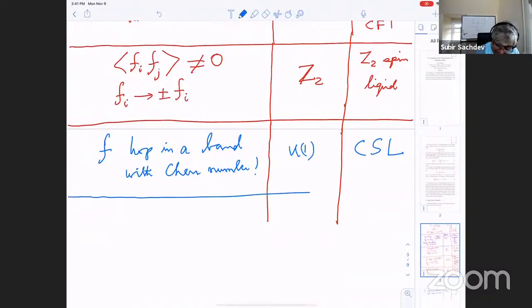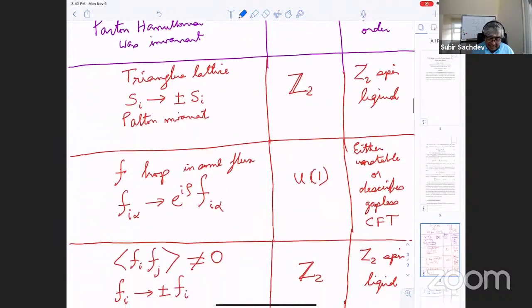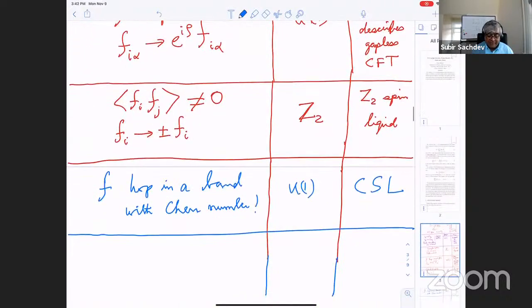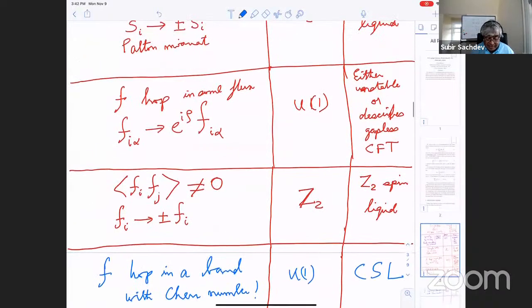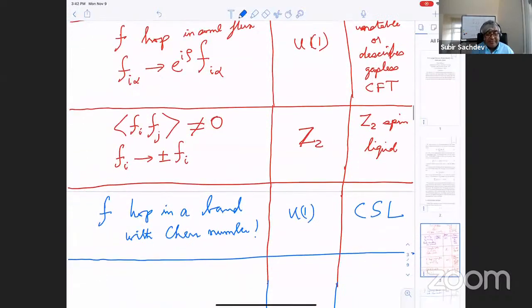And the most interesting case, or the most difficult one, comes about when you take all of this and combine them. So what we have learned here is that there are two ways of getting a stable gapped spin liquid state. One is to take your partons and pair them up. If you pair them up, you get a Z2 spin liquid. The other is to have them move in a band with non-zero Chern number. And then you will get the chiral spin liquid.